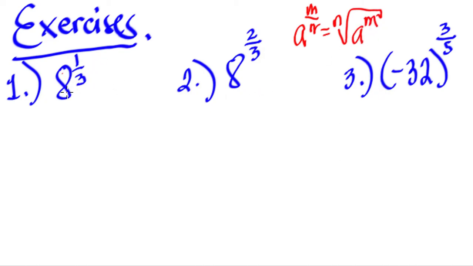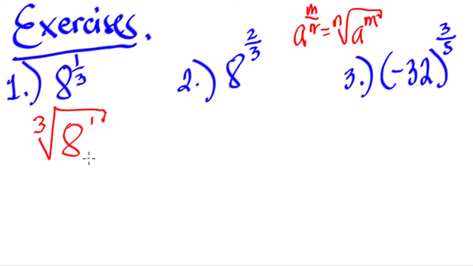Okay, so if we look at it this way, we have 3 as our nth root, so that's the cube root of 8 raised to 1. It's okay not to raise 8 to 1 because that's redundant. So what is the cube root of 8? Meaning what number, multiplied by itself 3 times, will give us 8?